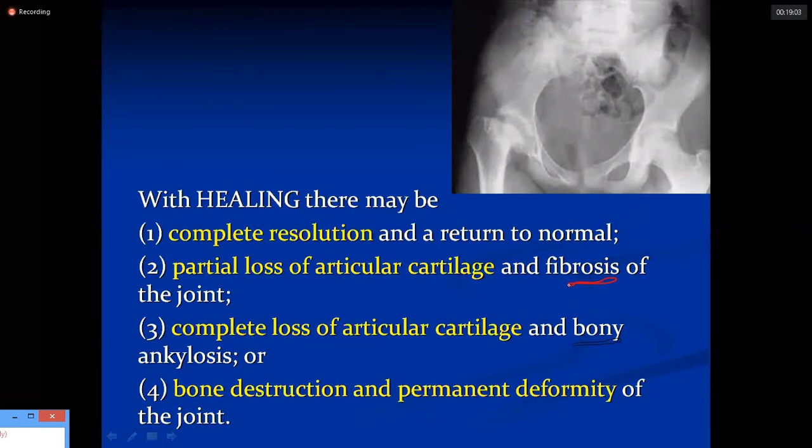And the only exception to the rule of fibrous ankylosis in tubercular arthritis is TB spine. If there is tuberculosis of the spine, it usually leads to bony ankylosis. However, apart from the spine, in all the other joints there will be fibrous ankylosis.